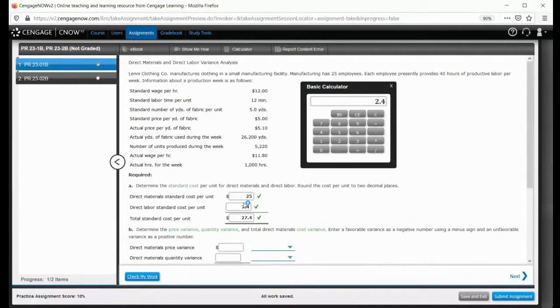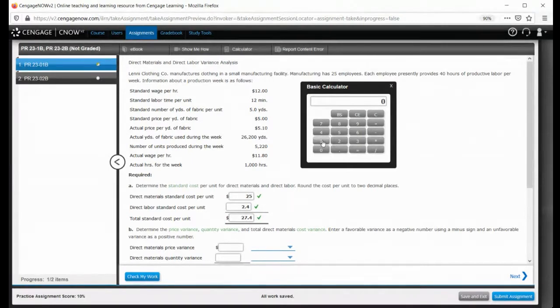Which one? The direct labor standard cost per unit. You take the standard labor time per unit, which is 12 minutes, and divide it by 60 minutes in 1 hour. That would give you 20% of an hour. It takes 20% of an hour to manufacture 1 unit. That 20% of an hour is going to be multiplied by $12, the standard wage per hour, to get the $2.40.